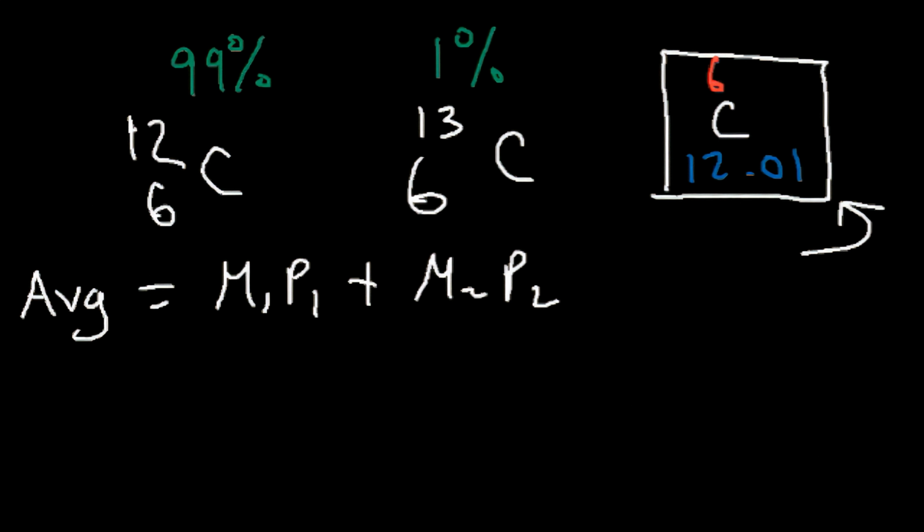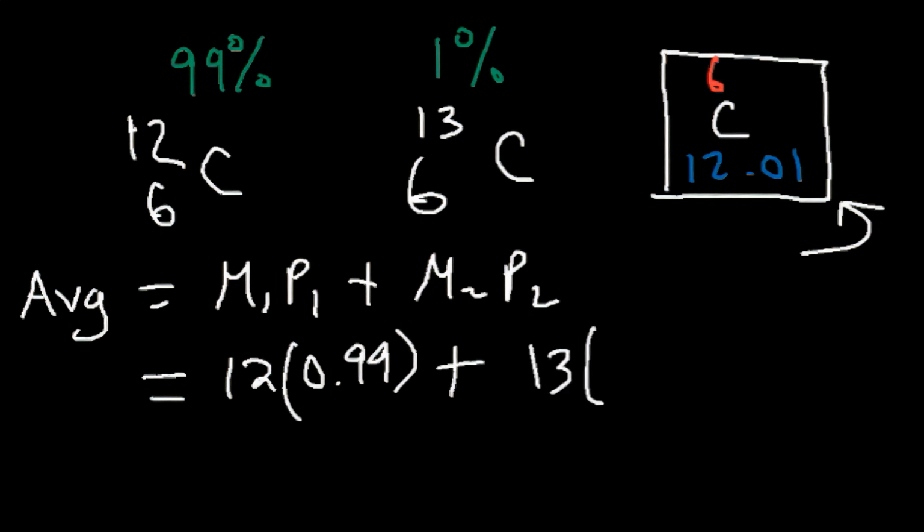The mass of the first carbon atom, carbon 12, is 12. The percentage is 99%. 99% as a decimal is 0.99. To convert percent to a decimal, divide it by 100, or simply move the decimal point 2 units to the left. Now, carbon 13 has a mass of 13, but a percentage of 0.01.